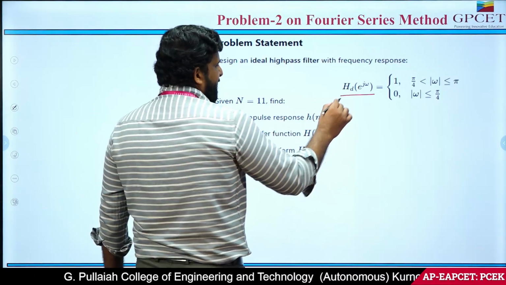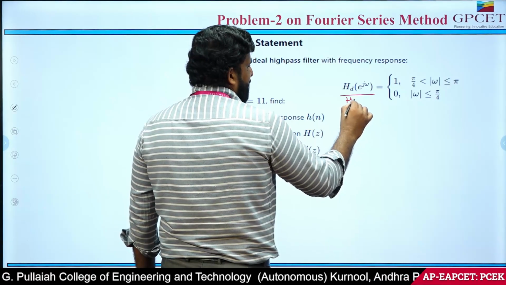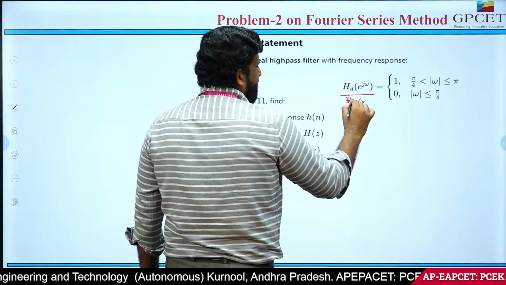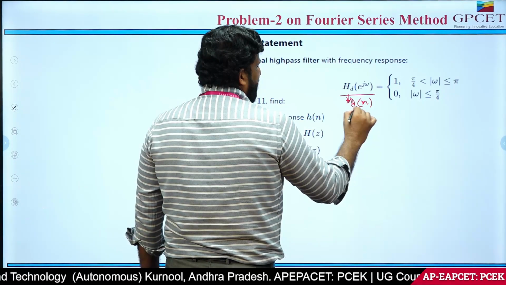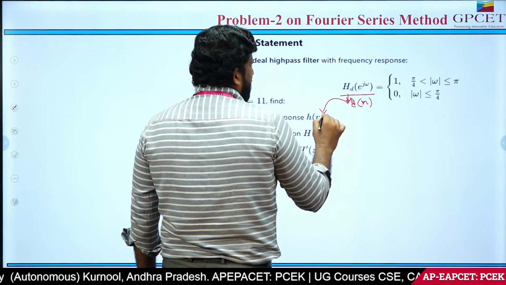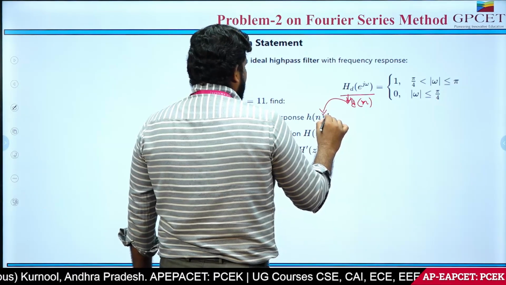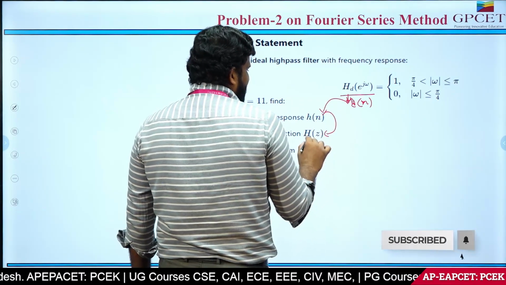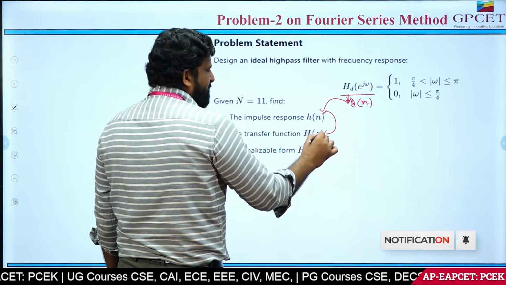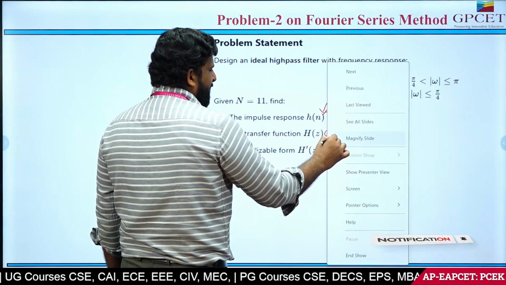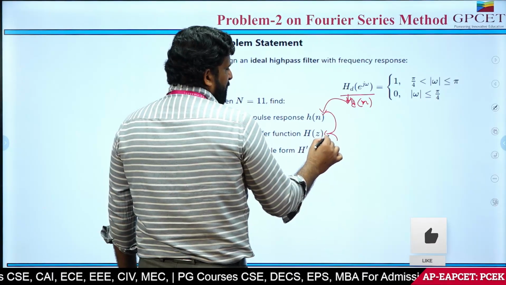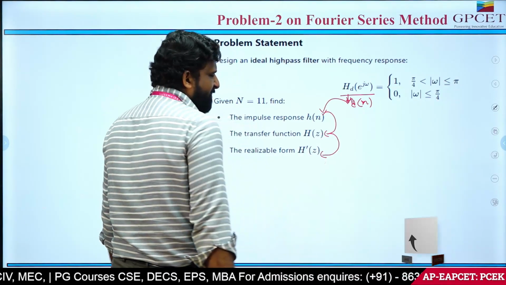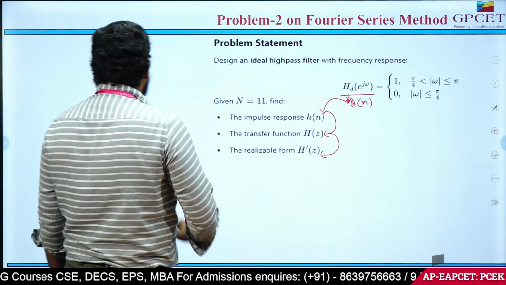That is, first Hd of e power j omega will be converted into small hd of n, and after this hd of n, we have to find out h of n. After this, h of n will be truncated and converted into h of z. But it is in the form of non-causality, so we multiply this with a factor z to the power of minus (n minus 1) by 2, so that it will be converted into h inverse of z. So we have to find out all these things.